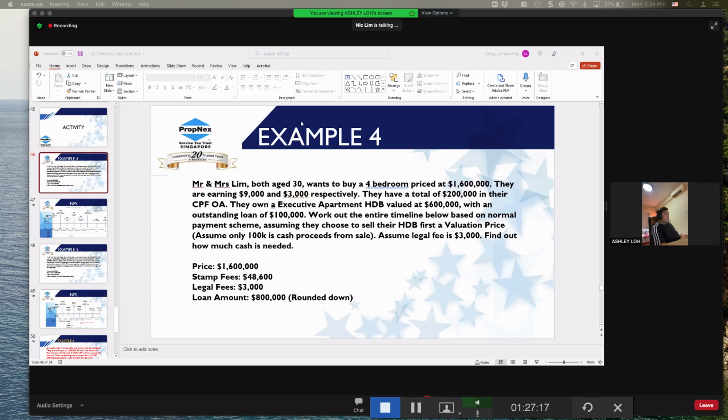Bro, for new launch BUC, right? Can use CPF directly. Can use CPF directly, right? For BUC only. Okay, so no need to come out cash first. You can pay CPF using CPF.